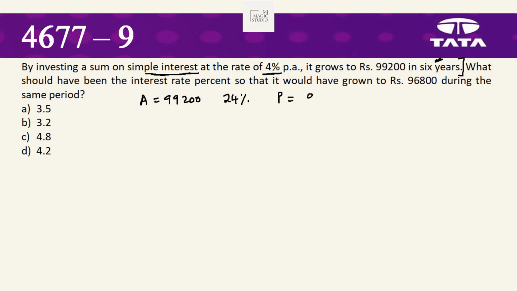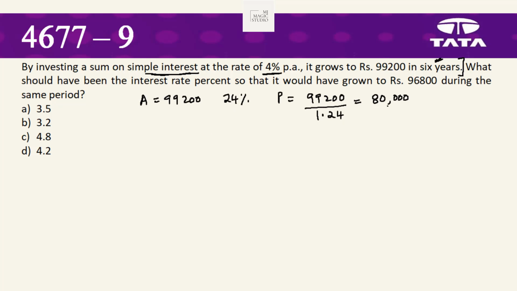That means principal is 99,200 divided by 1.24. Use calculator. Value should be 80,000. Principal is 80,000. Now what should have been the interest rate so that it would have grown to 96,800 during the same period? We will just reverse it again.